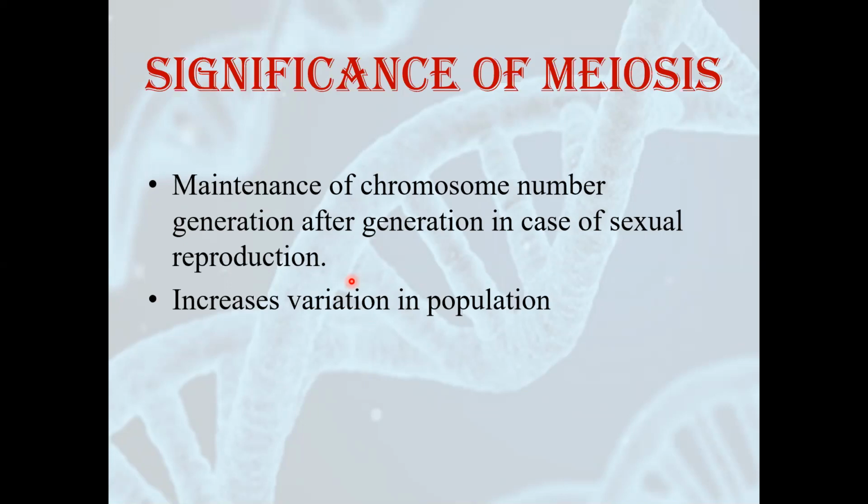The second significance of meiosis is that it is important in increasing the variation in population. As I said earlier, variation is very important. It is a basis of evolution, and it is very important to survive in nature, to survive in the environment. So this variation occurs because of meiosis. These two are the important points of meiosis.